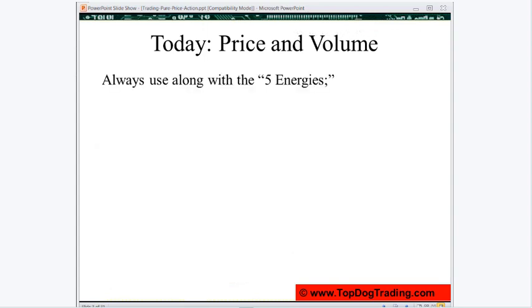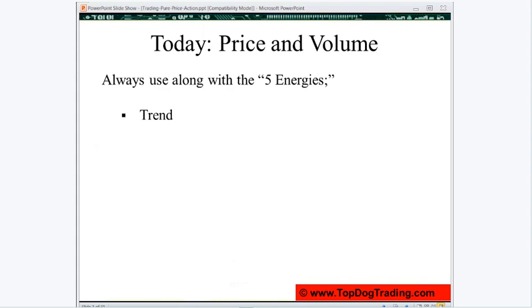So my trading methodology, big picture, is I call my trading method the 5 energy trading method. When I talk about these 5 energies, I'm talking about the energy of money flow. So that's what I mean by energy. Money flowing in, money flowing out, the balance and imbalance of supply and demand. And I break that down into 5 subsets of money flow.